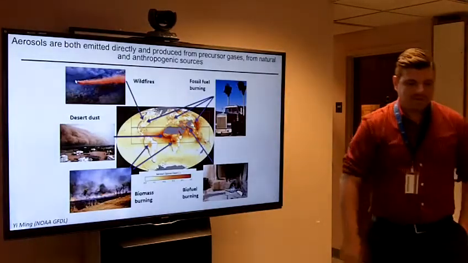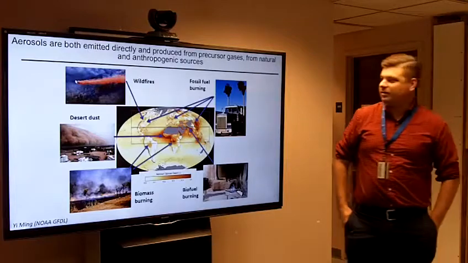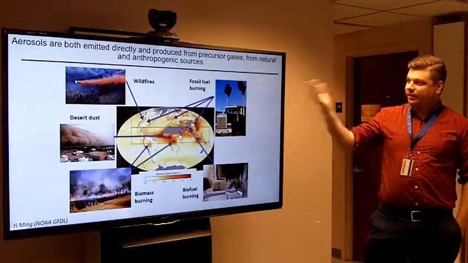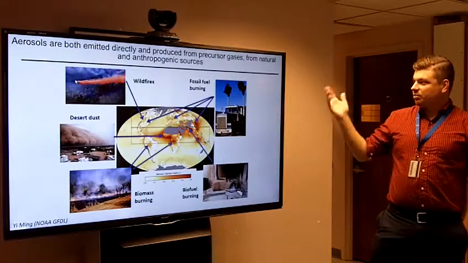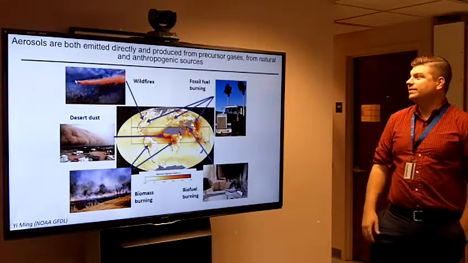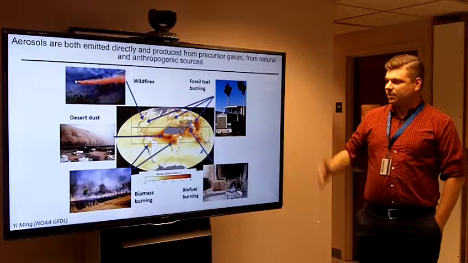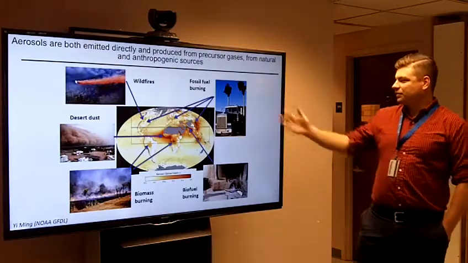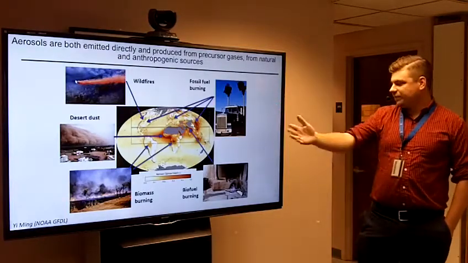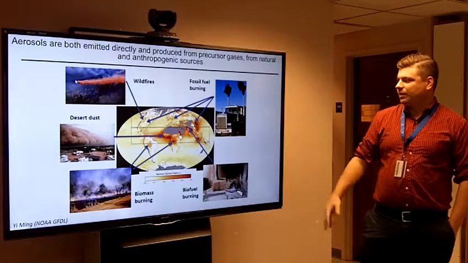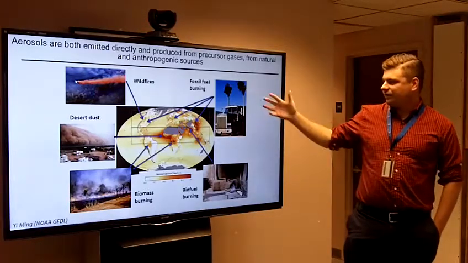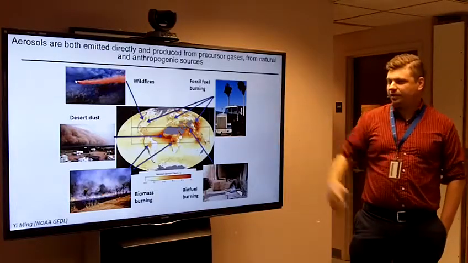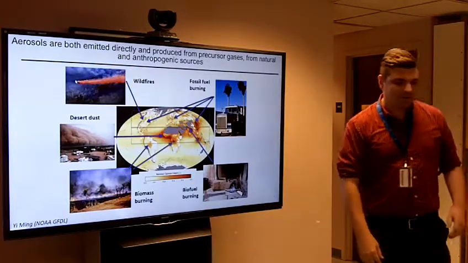So just a little bit of background, although I think everyone here is going to know all this stuff. Aerosols are emitted directly from sources and also produced indirectly from precursor gases from all kinds of different sources: wildfires, fossil fuel burning, desert dust, biofuel, biomass burning. This is just a plot of aerosol optical depth showing different hotspots associated with different sources of aerosol emissions.